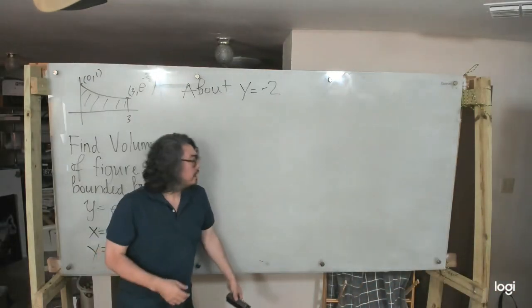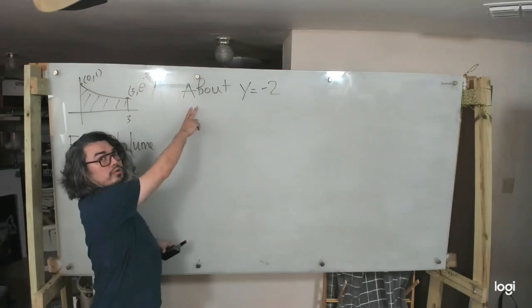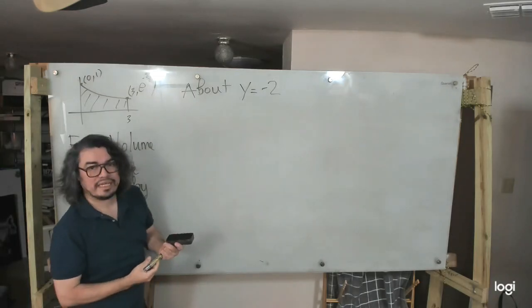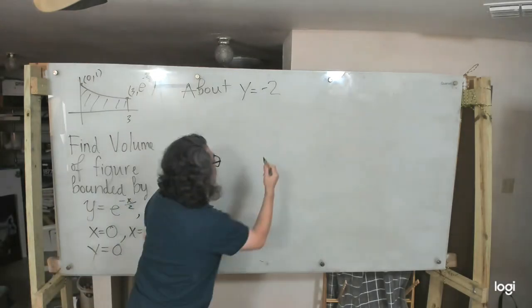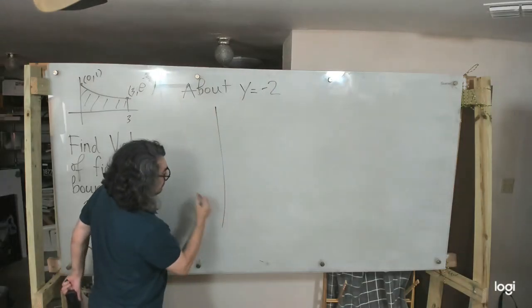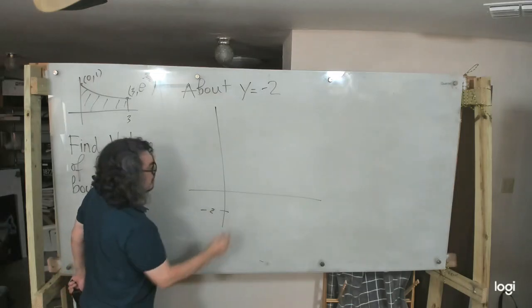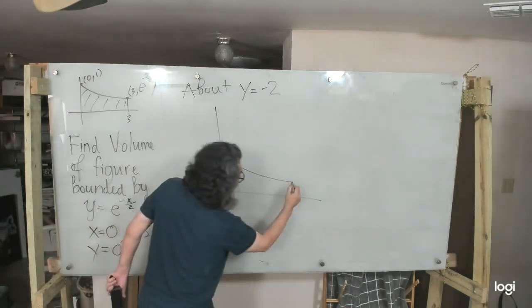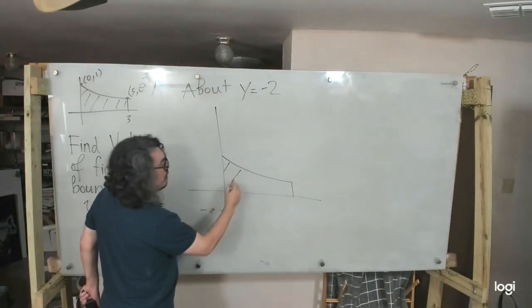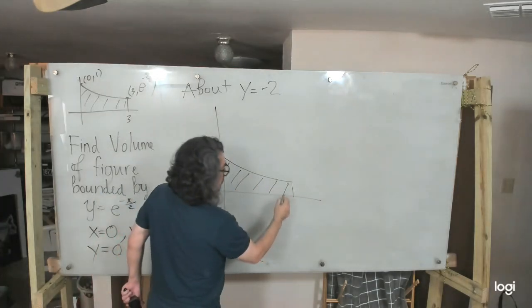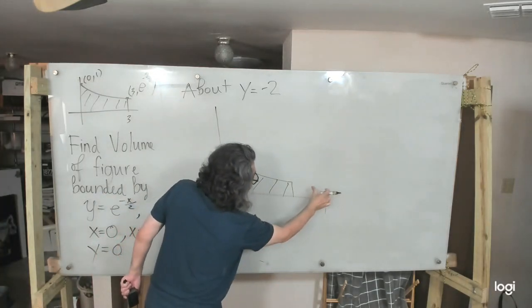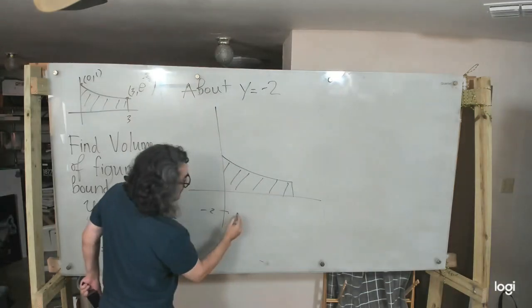So now let's see what would happen if we wanted to rotate it around the line y equals negative 2. Let's draw that in here real quick. Negative 2 is down here, as you know, and our region is like this. We know that we want to rotate this region, right? And we're going to rotate it around this line.